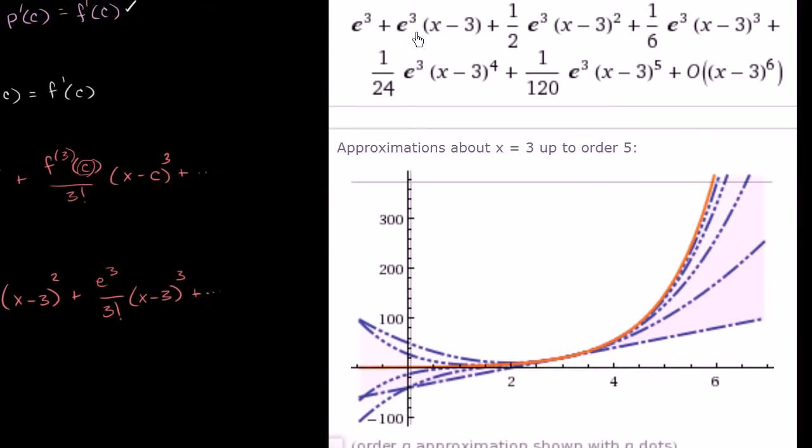We have e to the third plus e to the third times x minus 3 plus 1/2. They actually expanded out the factorial. So instead of 3 factorial, they wrote a 6 over here. And they did a bunch of terms up here.